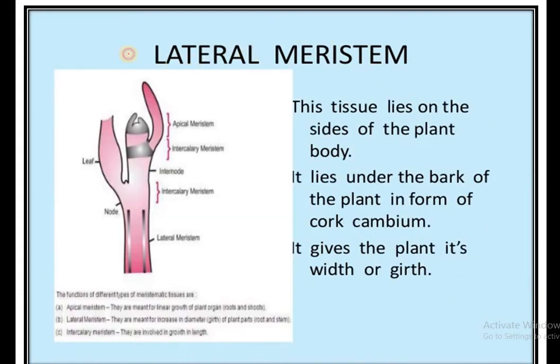Next we have the lateral meristem. Lateral meristem, in this picture you can see, is located on the side of the plant. These tissues are responsible for the growth of the plant in its width. This tissue lies on the sides of the plant body. It lies under the bark of the plant in the form of cambium. It gives the plant its width or girth.